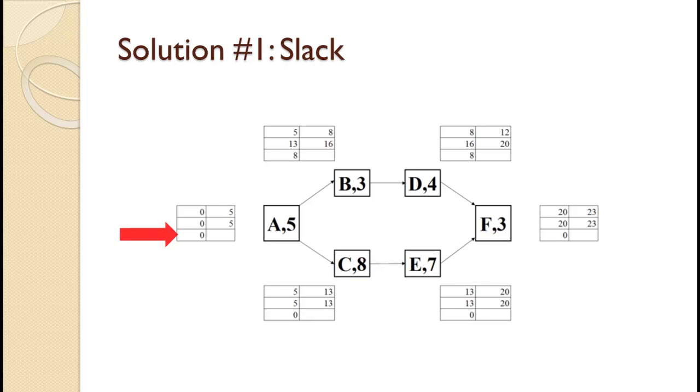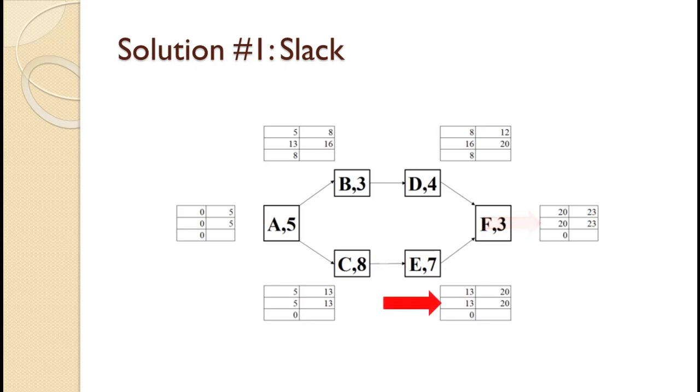0 minus 0 equals 0 and 5 minus 5 equals 0. The first activity will always have 0 slack. 13 minus 5 equals 8, and 16 minus 8 equals 8. 16 minus 8 equals 8, and 20 minus 12 equals 8. 20 minus 20 equals 0, and 23 minus 23 equals 0. The last activity will always have 0 slack.